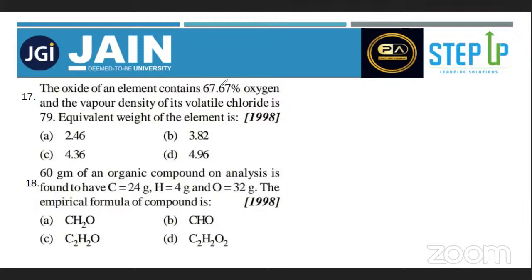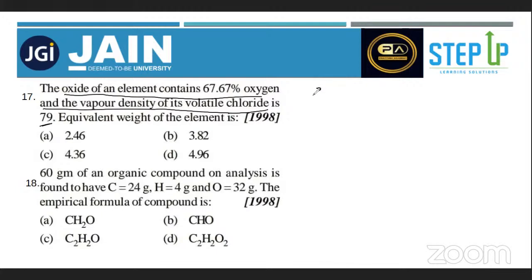So see, in this kind of question where they're telling you the oxide of an element contains this much oxygen, and the vapor density of the volatile fluoride is 79, find the equivalent weight of the element. Now, they're telling you that the oxide of an element contains 67.6% of oxygen. So how do we try to find out the equivalent weight for this?